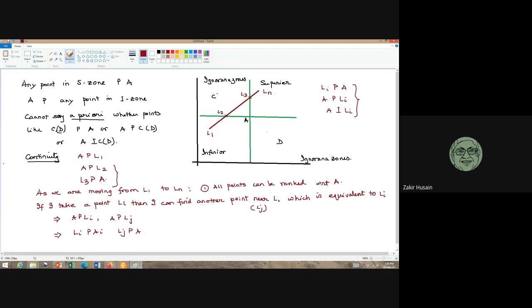Now as I'm moving like this, all these points are preferred to Li. A is preferred to all points over here, right? A is preferred to L1, A is preferred to another point over here, points like this. So beyond L2 also, I can find some points such that A is preferred to points like these.